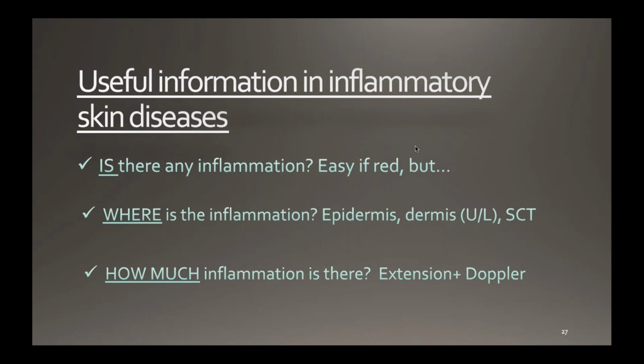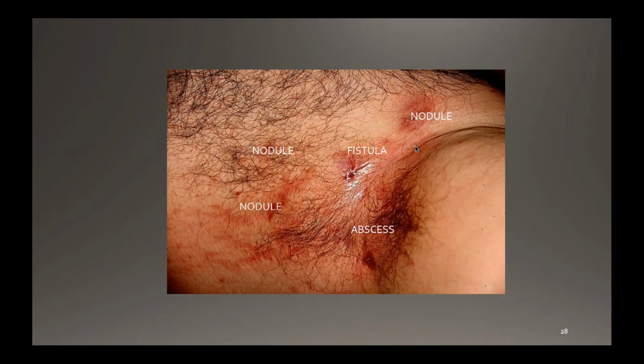In the epidermis, dermis, subcutaneous tissue, because most of the times when the inflammation is reaching the lower dermis or subcutaneous tissue, systemic treatment and even biologics are going to be needed, and quantified inflammation. Is there much inflammation? Is the inflammation improving with treatment or not?